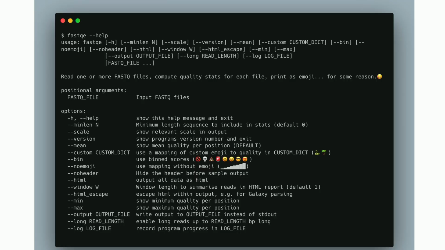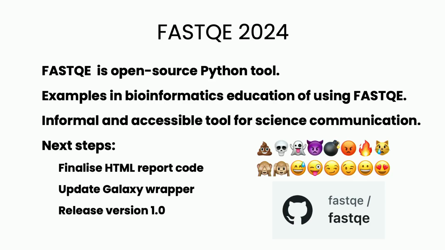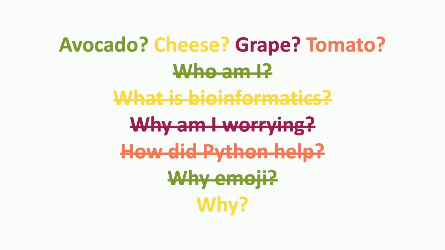So it does a lot of things. You can use custom emoji. As I said, you can collapse the min. You can do a window, do the minimum and the maximum. And that's sort of the state of FASTQE. Here we are in 2024. There are examples of use of it in education. It's informal, accessible. I want to finish that report and release it. And it's sort of going pretty well. So we've answered a couple of questions there, I think.